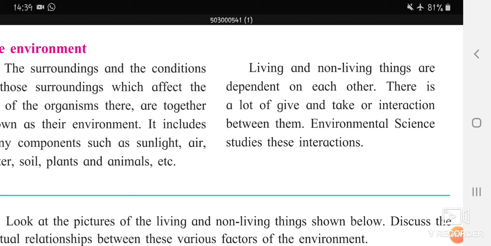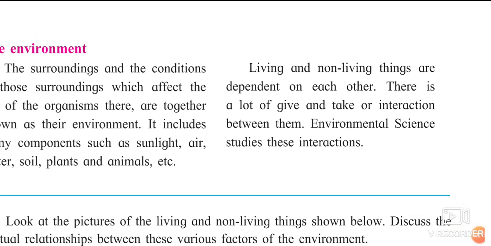Living and non-living things are dependent on each other. There is a lot of give and take, or interaction, between them. Now living, we are living. The clothes which we are wearing are non-living. Tell me, is there a give and take between you and your clothes? Without clothes we cannot go anywhere, we are supposed to wear them, we are totally dependent on clothes.